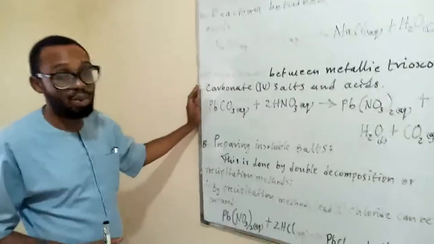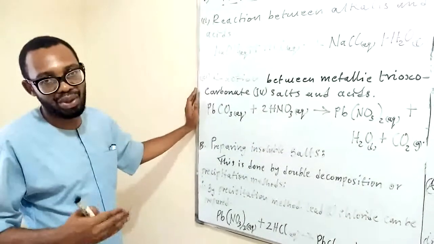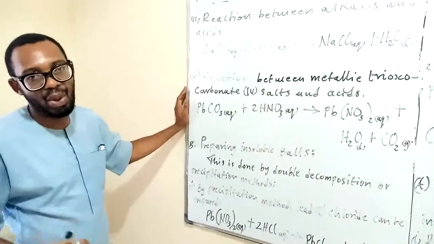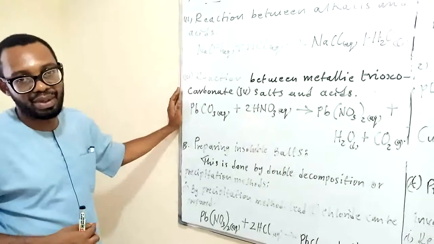In our next class, we will look at uses of acid. We'll also discuss efflorescent, hygroscopic, and deliquescent substances.